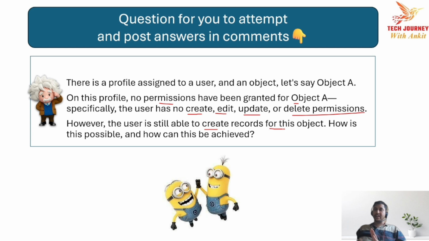At the profile level, there are no permissions, yet the user can still perform these operations on the record. Can you help me answer how this can be achieved?